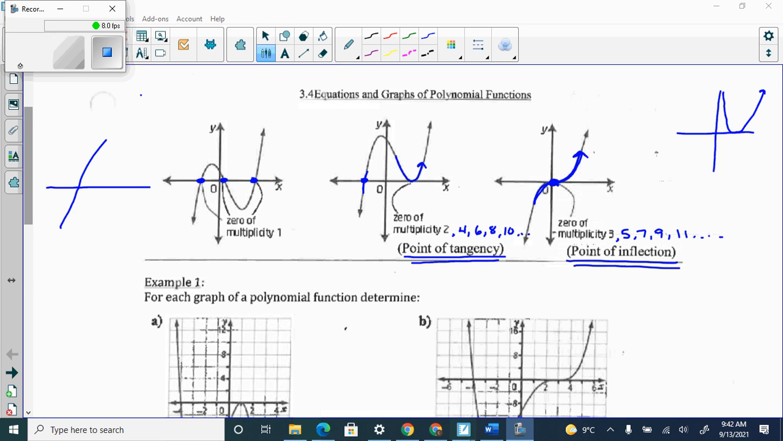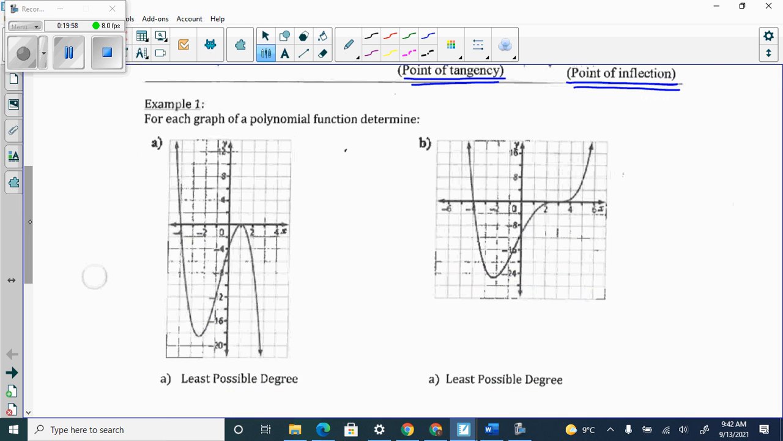All right. So for each of the following polynomial functions, we're going to determine the least possible degree. So what's the least possible degree of this baby?